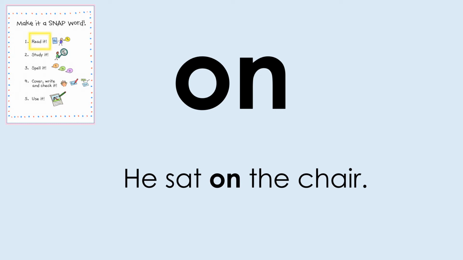Okay, let's do our next word. First, let's read it. On. He sat on the chair. On. Next, let's study it. What do you notice about the word on? Maybe you notice that on has 2 letters, O-N, and maybe it has 1 syllable, on. You may have also noticed that on has the short O sound, on.